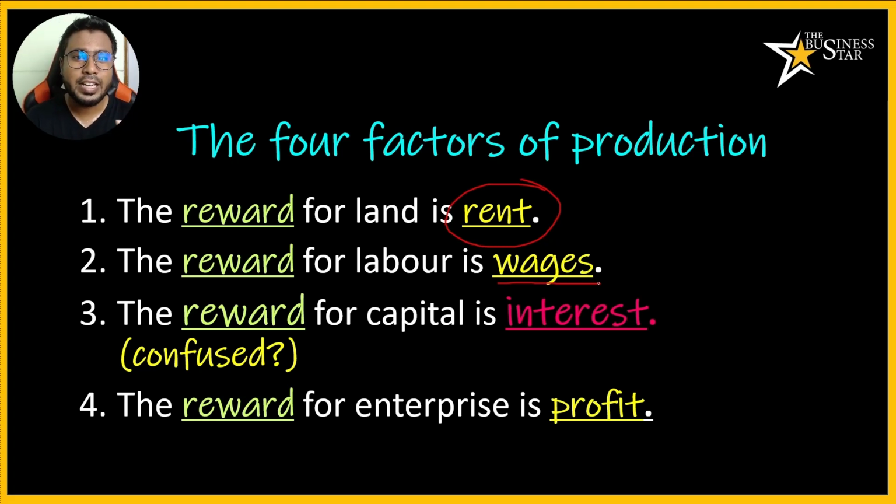Okay, do not write that the reward for enterprise is money or income. Do not write the reward for labor is money. You have to be very specific: the reward for labor is wages and the reward for enterprise is profit. Okay, the most confusing part is the reward for capital. Remember this by heart by understanding and connecting it with the concept of opportunity cost.